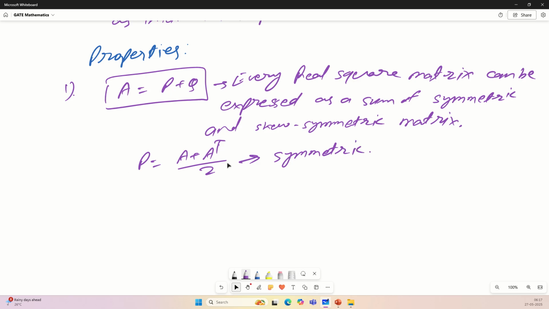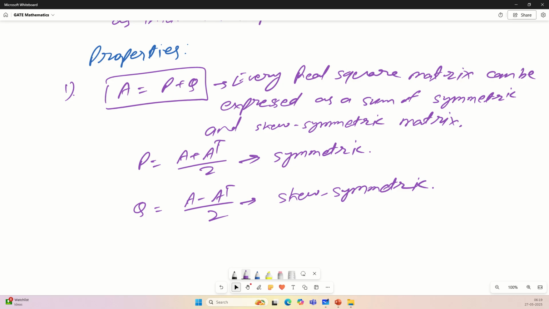So if you want to find out your symmetric portion, then you have to do this operation. If you want to find out a skew symmetric portion, then what will happen? My Q will be equal to A minus A transpose by 2. So this is my skew symmetric. Understood? So this was all about expressing your matrix in the form of the sum of symmetric matrix plus skew symmetric matrix.